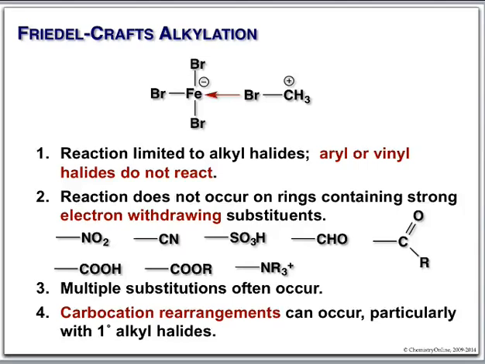Once you get one alkyl group on, quite often you'll get a second and maybe even a third. So multiple substitutions often occur. You've got to be real careful with your conditions to only get one. And finally, the real killer here. Because the electrophile has carbocation character, we can get rearrangements. This is a standard carbocation rearrangement. Remember, we talk about alkyl shifts, we talk about hydride transfers, etc. We just rearrange the carbon skeleton so that we form the most stable carbocation.